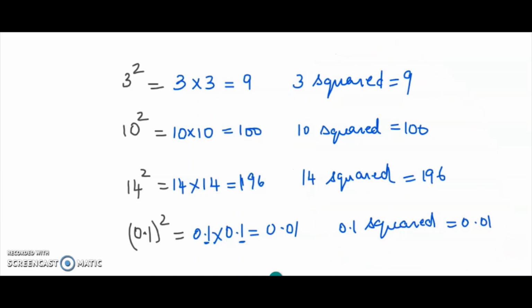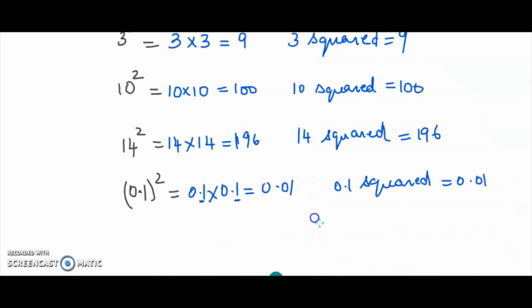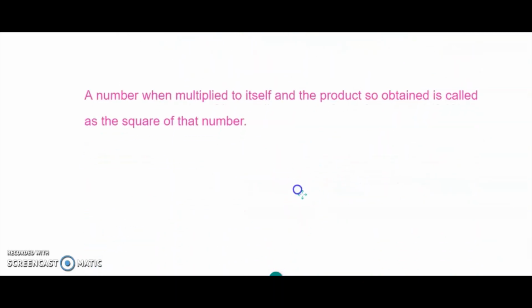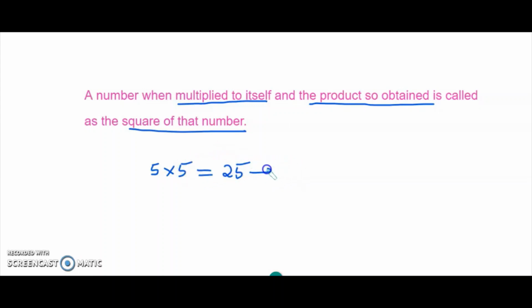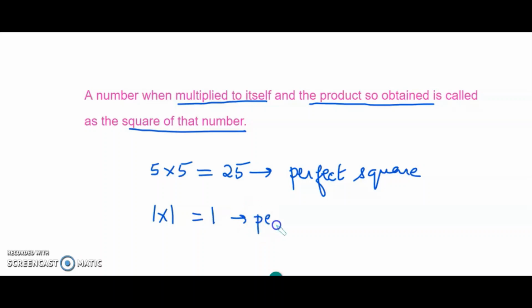So we have a special name for that and we call it a perfect square. So a number when multiplied to itself, the product so obtained is called the square of that number. So if I say 5 is multiplied to itself, the answer is 25. Then 25 is called a perfect square. If you want to see the smallest, let's say 1 multiplied by 1 is equal to 1. So 1 is a perfect square.